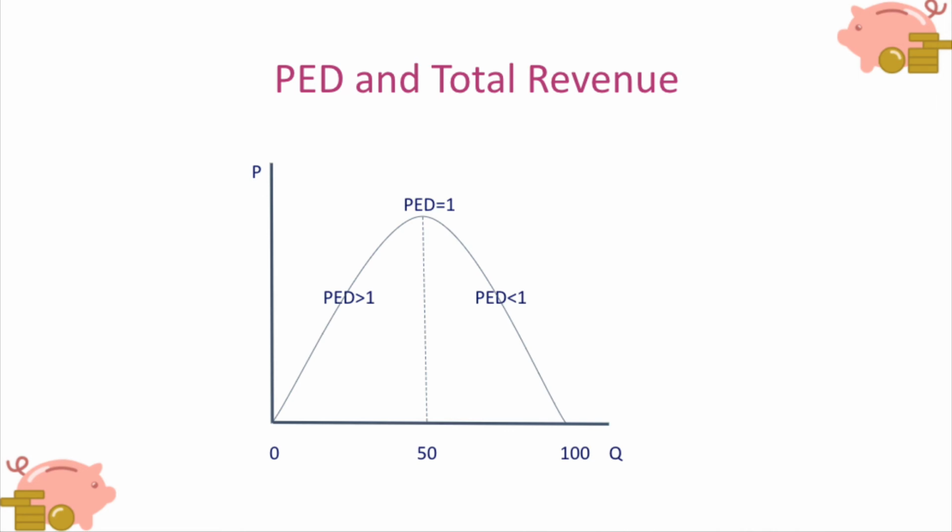Where the total revenue curve is at its maximum, that's the equivalent to the marginal revenue curve cutting the x-axis and halfway along the average revenue curve, so PED equals 1. And where we have the total revenue falling, the PED must be less than 1, so that's like the negative part of the marginal revenue curve and the lower half of the average revenue curve.